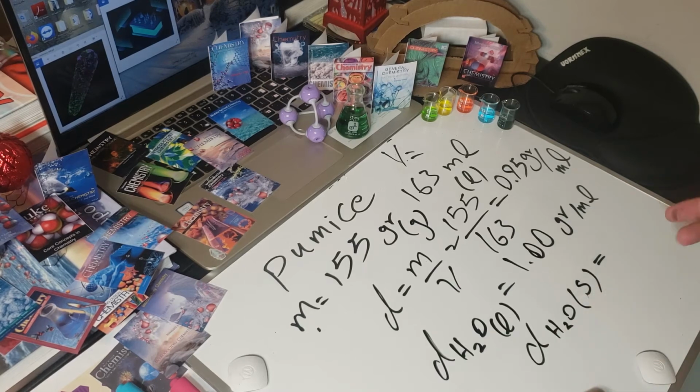So the density of solid water or ice is 0.92 gram per milliliters, and you could also see that this one also floats on water because it has less density. It's less dense than water, so it floats on water.